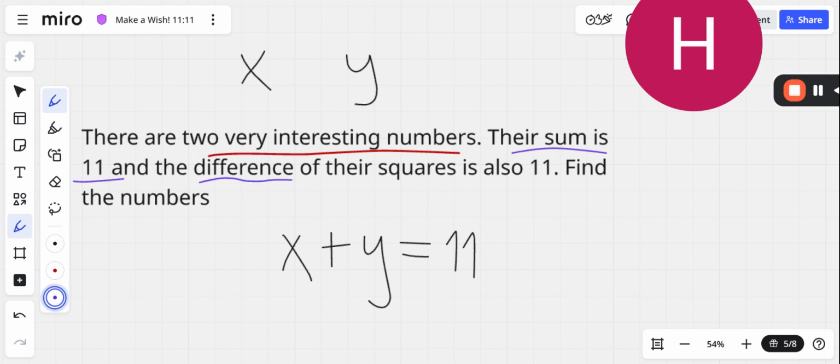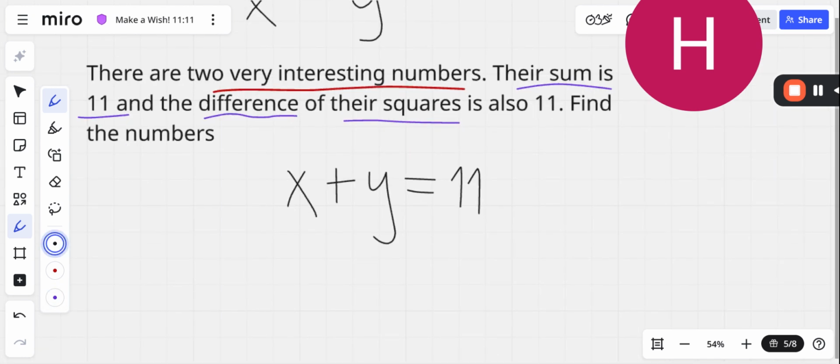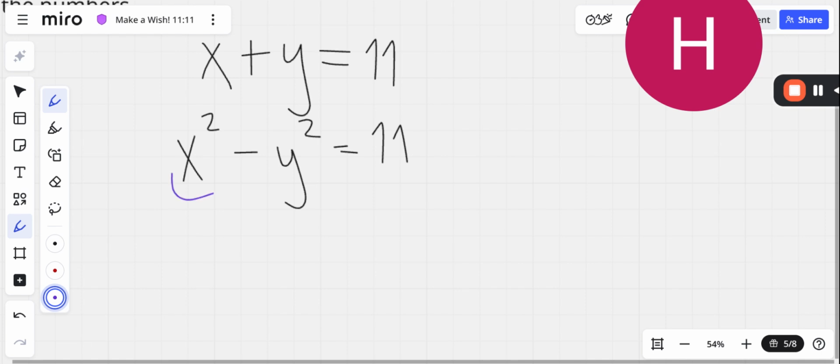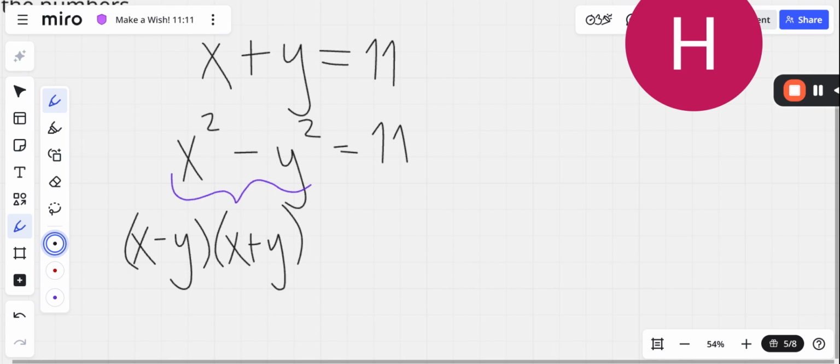Meanwhile, the difference of their squares, so that means x squared and y squared, the difference is also 11. Find the numbers. Now, I said this only takes a minute if you know what you're doing, so let me show you the trick. The idea is that this x squared minus y squared, this difference of squares, factors as x minus y, x plus y.